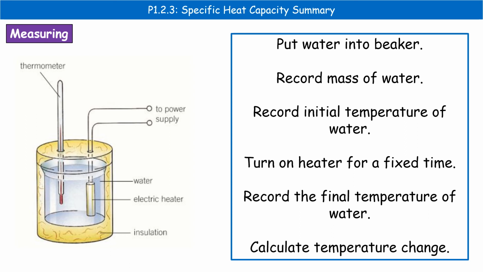And then once we've done that, we turn the heater off, we record the final temperature of the water, and then because we've got the final temperature and the initial temperature, we can do a temperature change. Just final minus initial gives us the temperature change. So that's the basic method we need to know.